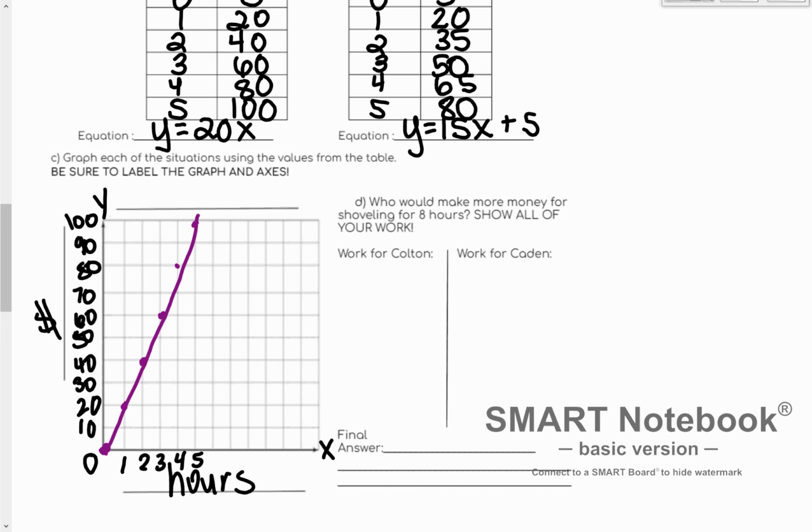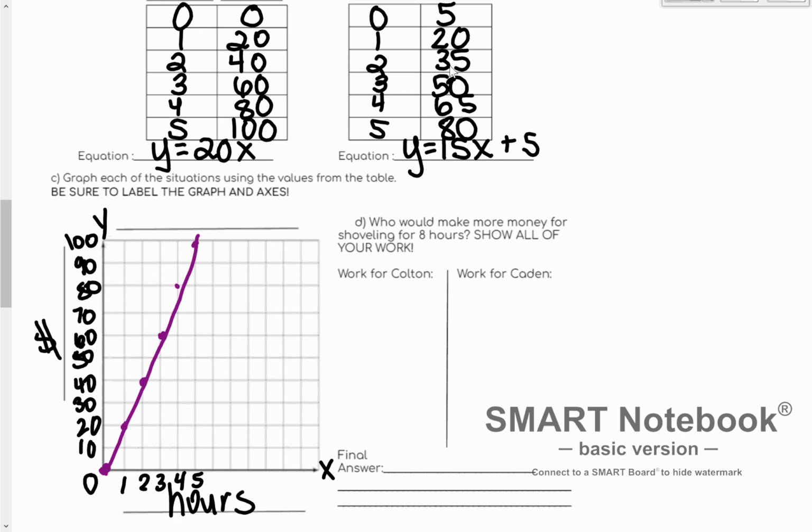Then we've got Caden. Caden at 0 starts out at 5. So at 0, he's got to start out at 5, which is like halfway between that 0 and 10. Then after 1, he gets 20 also, so I'm just going to kind of overlap that a little bit. 2 is 35. 3 is 50. 4, 65. 5 is equal to 80. I'm going to connect that as best as I can into a line.